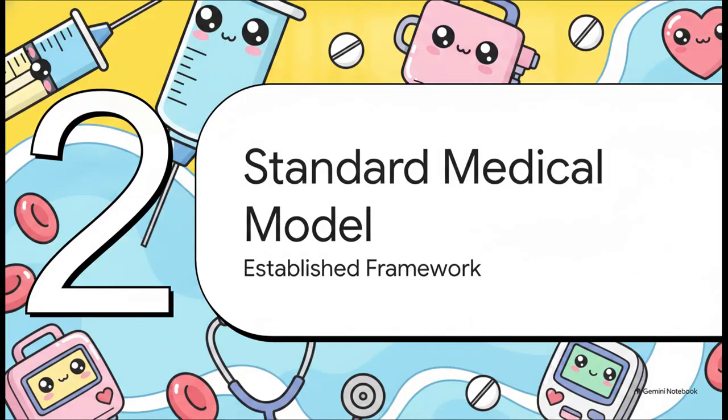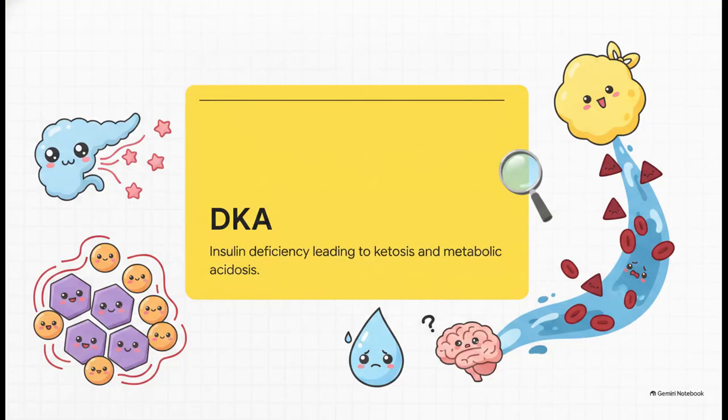Moving on to Section 2, the standard medical model. Let's look at the established framework that guides hospitals worldwide today, starting with how the American Diabetes Association categorizes these emergencies. According to the standard guidelines, diabetic ketoacidosis, or DKA, hits when an insulin deficiency forces the body into ketosis and metabolic acidosis. This usually develops over a few hours to a couple of days.